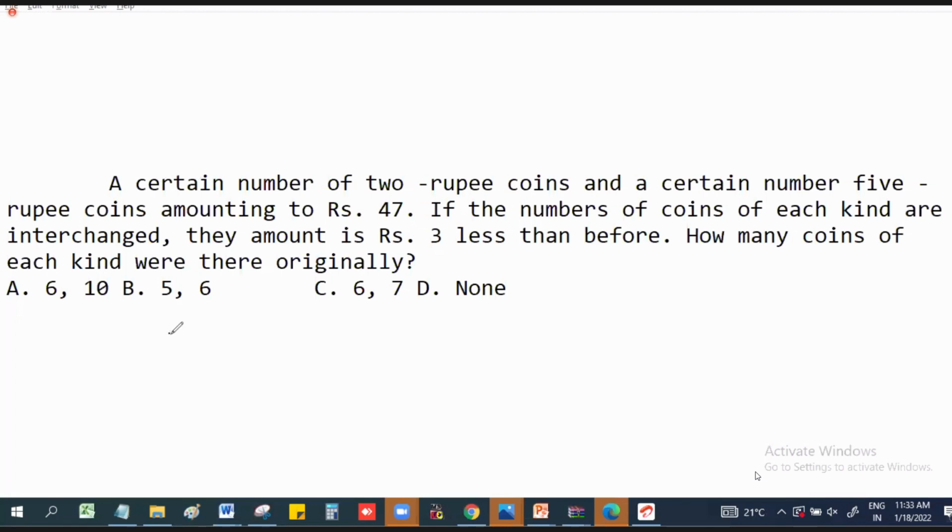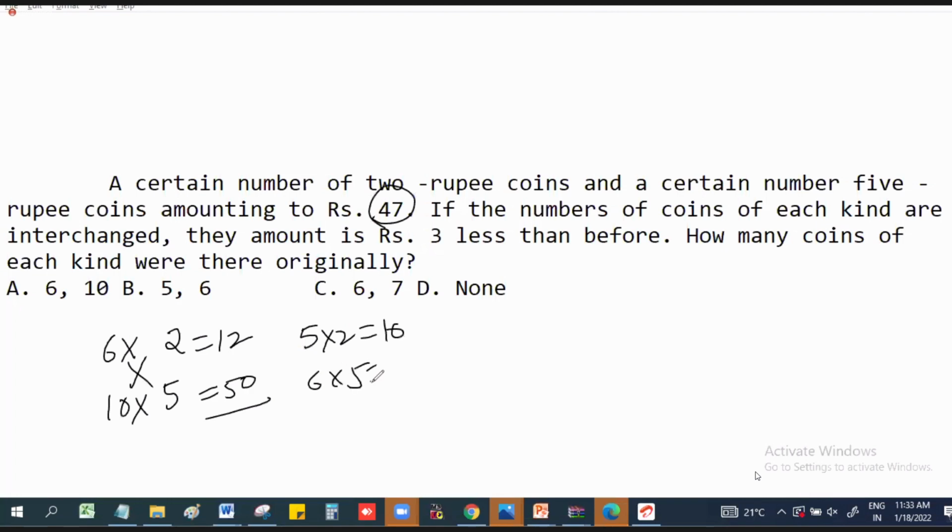Certain number of 2 rupee coins and certain number of 5 rupee coins. If the first is your answer, there are 6 2-rupee coins and 10 5-rupee coins. This is 12 and this is 15. The total is what? Because the sum is only 47, how is this going to be your answer? No. 5 2s are 10 and 6 5s are 30. The total itself is giving me 40. How is this going to be my answer?